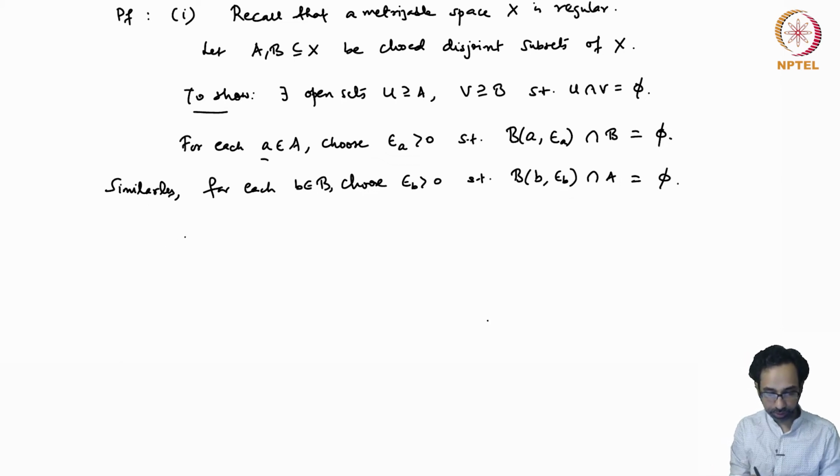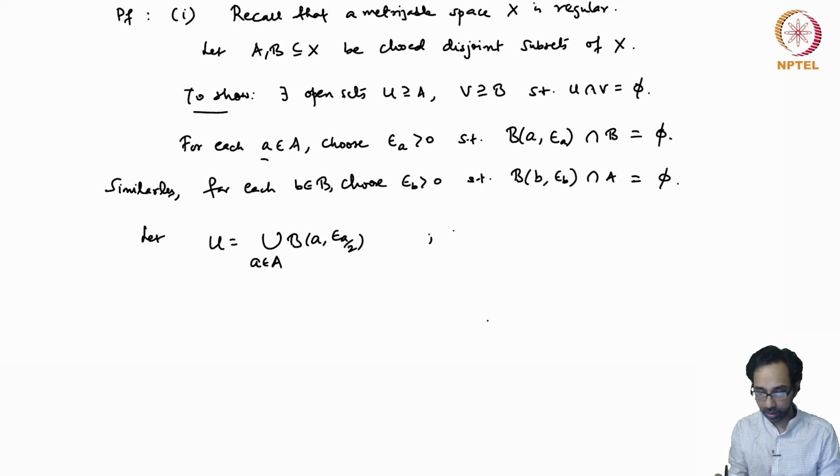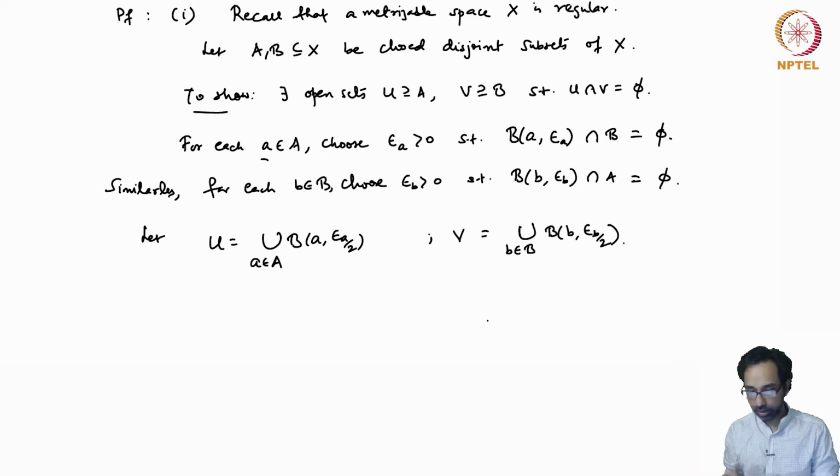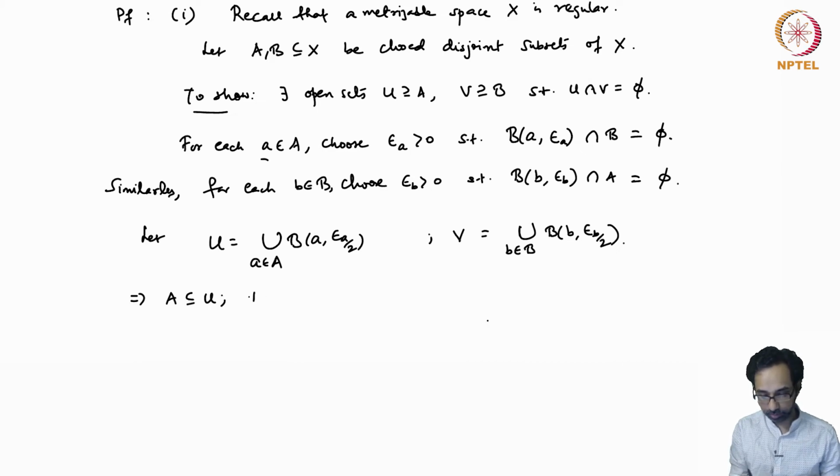And now we can define the open sets. Let U be the union of the balls B(a, epsilon_a by 2), where the union is taken over all a in A. And similarly, the set V can be defined as the union of the metric balls B(b, epsilon_b by 2). And I claim that, first of all, it is clear that A is a subset of U, B is a subset of V, and of course U and V are open, and so the only thing to show is that U intersection V is empty.